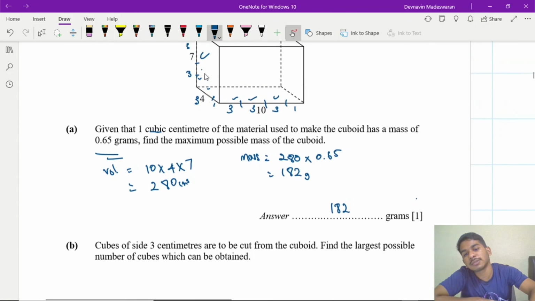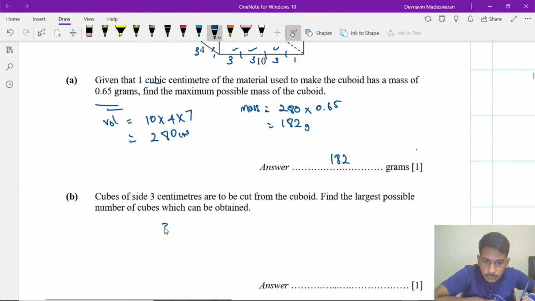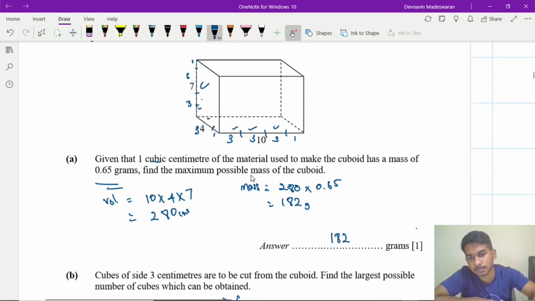3 times 1 times 2. Let me check. Yeah, 3 times 1 times 2 is 6. There could be 6 cubes. There could be 3 cubes at the bottom, and then 2 cubes at the height.